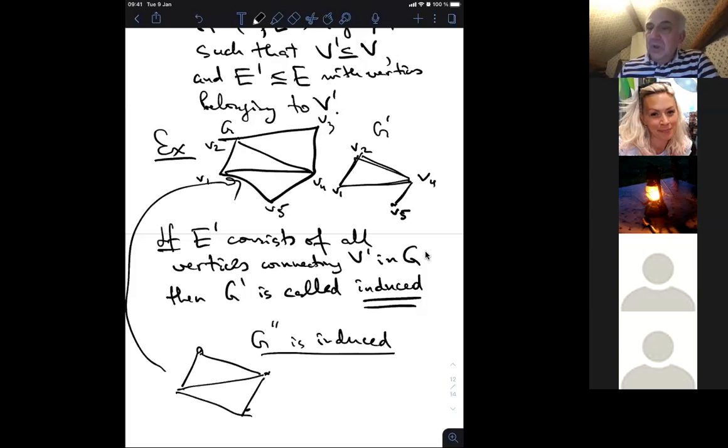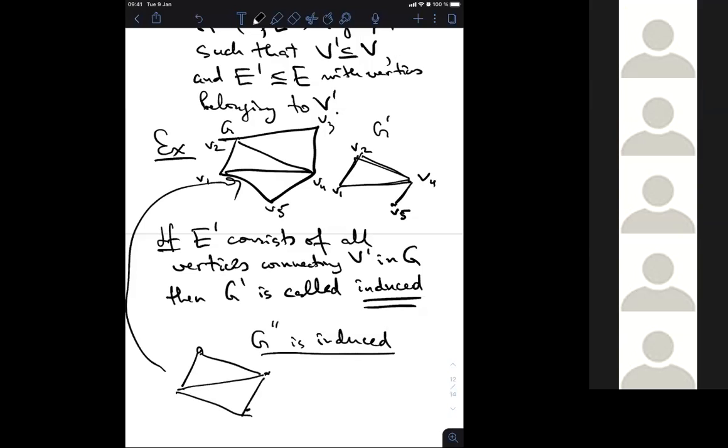Mhm. So this is the induced subgraph. Yeah, so let's see, how can I mute? Okay.